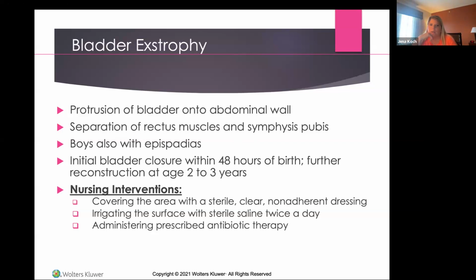Typically, they'll do bladder closure within 48 hours of birth, and then reconstructive surgery again at 2 or 3 years of life. Make sure that the area is covered with a sterile, clear, non-adherent dressing, irrigate the surface with sterile saline twice a day, and they'll also be on antibiotics.